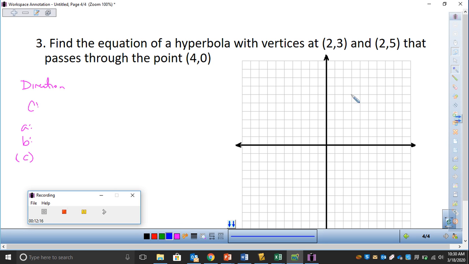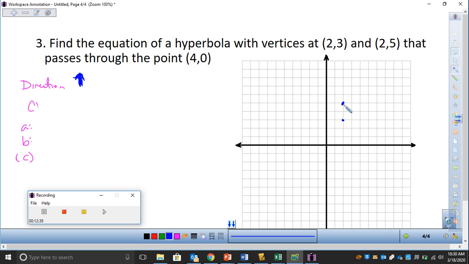They give us vertices at (2, 3) and (2, 5). Here's (2, 3) and here's (2, 5). Unless it says anything about them being co-vertices, these are the transverse axis vertices, the actual vertices. They go with a. If these are on top of each other, our direction is vertical, up and down.